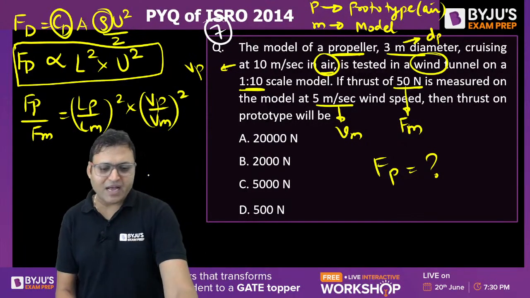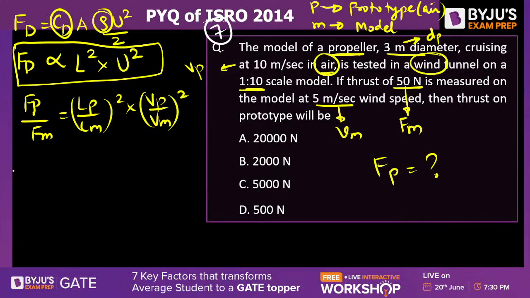Can you find out the answer? So Fp will be equal to the force exerted on the model, which is 50 Newton. Prototype is the bigger part and the small scale replica is the model. Do not write 1 by 10. 10 is the dimension of the prototype and 1 is the dimension of the model. Do not commit this mistake.